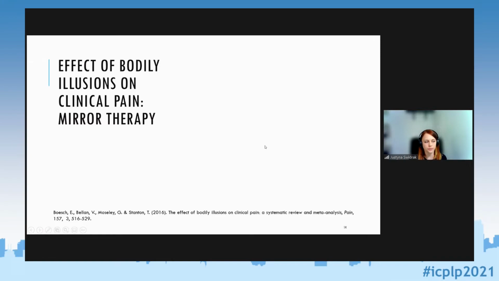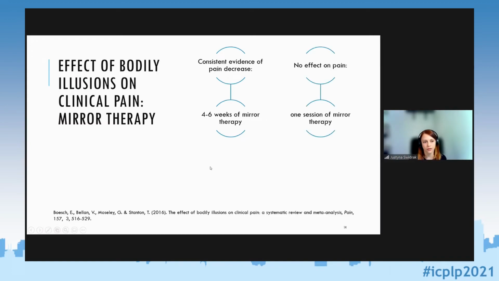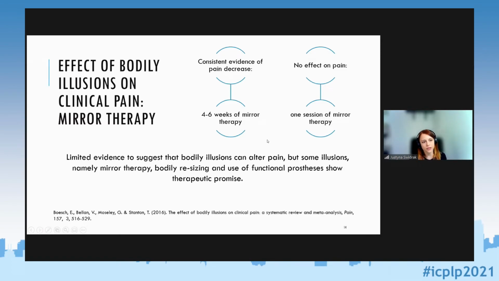There was also, 5 years ago, a systematic review and meta-analysis describing existing at that time evidence for various bodily illusions' efficiency on clinical pain reduction, and it turned out that the most consistent evidence was for pain decrease after 4 to 6 weeks of mirror therapy, while there was no effect on pain after only 1 session of mirror therapy. So it shows that it has to be a repeated intervention, cannot be just 1 session. There's limited evidence to suggest that bodily illusions can alter pain, but some illusions, namely mirror therapy, bodily resizing, and use of functional prosthesis shows therapeutic promise. This is the conclusion of the authors.